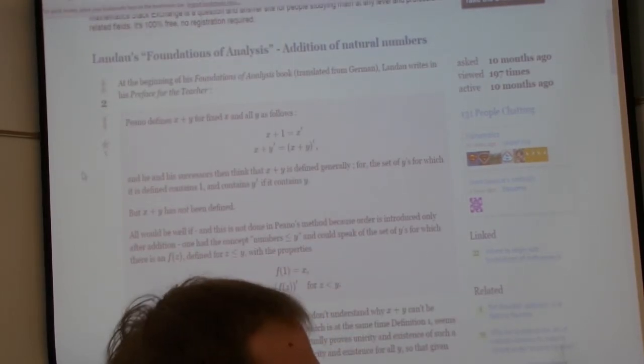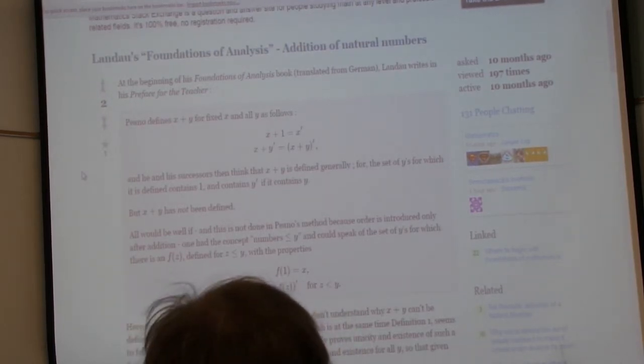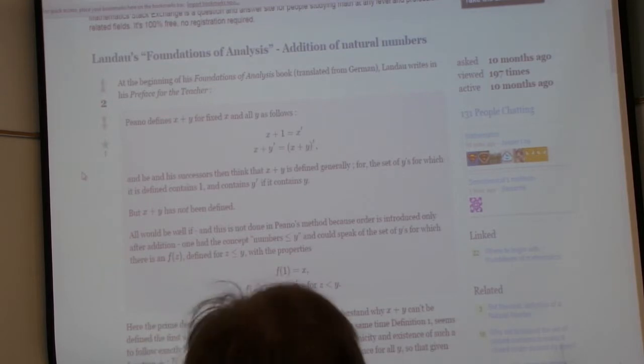So Peano, whose arithmetic we're developing here, defines x plus y for fixed x and all y as follows. x plus 1 equals x successor, and x plus y successor is the successor of x plus y.